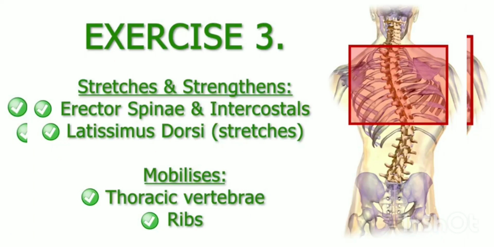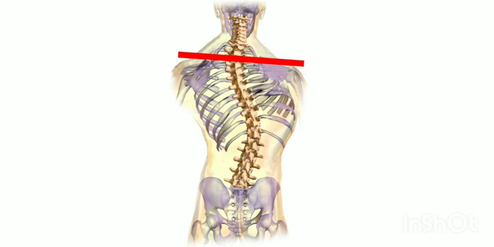Exercise 3. The next exercise is for people with a curve higher up in the thoracic area. These people might notice uneven shoulders, one side of the rib cage or shoulder blade that sticks out, even one breast a different size to the other.